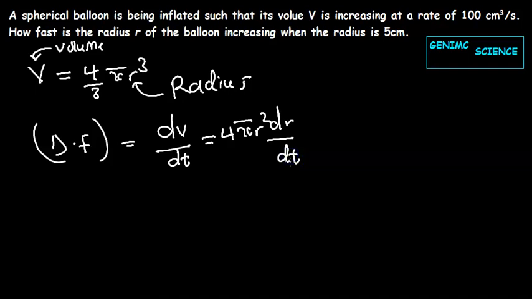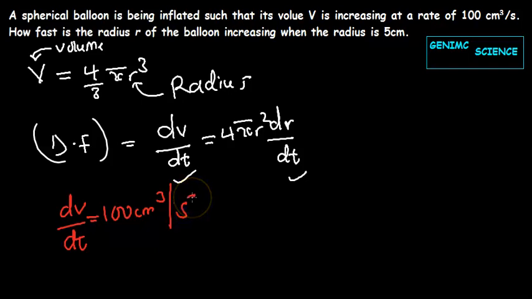So the dV all over dt simply tells us the rate of change of volume. And dr all over dt depends on the radius and the rate of change of the radius. So at this point, what we need to do is to plug in our known values. There are two known values here. The first one is the rate at which the volume is increasing, given by dV all over dt, which is 100 centimeter cube per second.